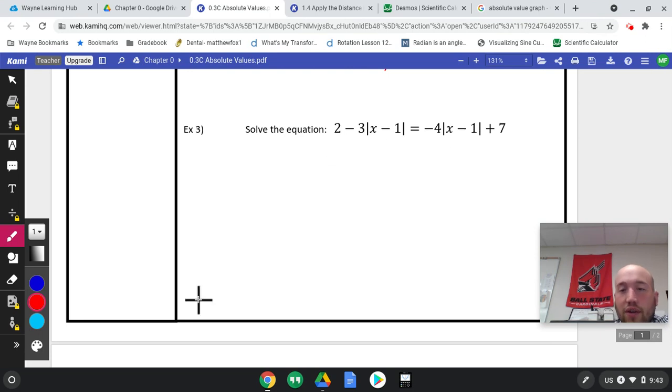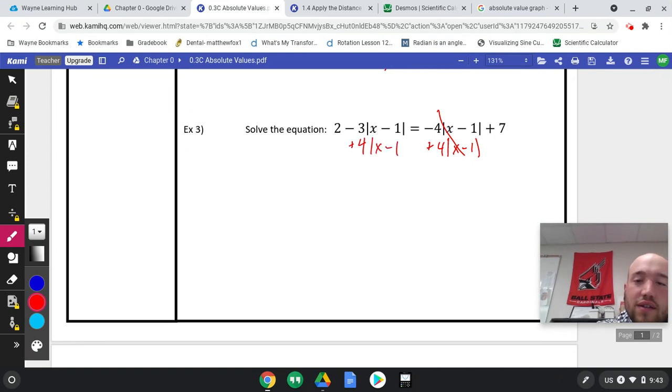I can move it over. So if I add over this 4 times the absolute value of x minus 1, that'll cancel. Add it over here. And it's not going to cancel here. It's going to be negative 3 plus 4 becomes 1. So 2 plus the absolute value of x minus 1 will equal 7. So we'll subtract 2 from both sides. We have the absolute value of x minus 1 equal to 5.